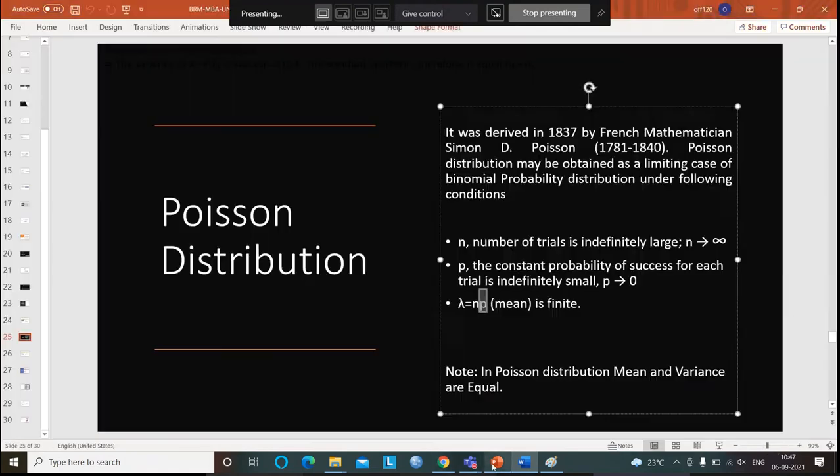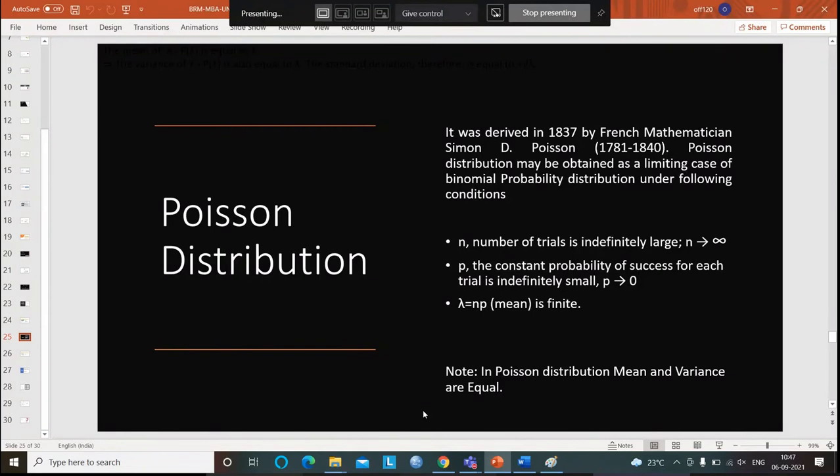So that means when a problem satisfies these conditions, that means the number of trials should be large and the probability of getting success should be very small, in that particular situation a problem is said to be a Poisson distribution problem.